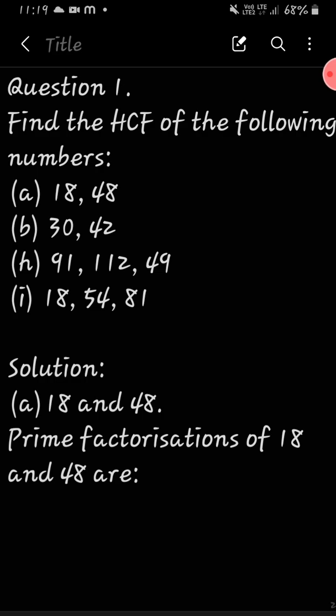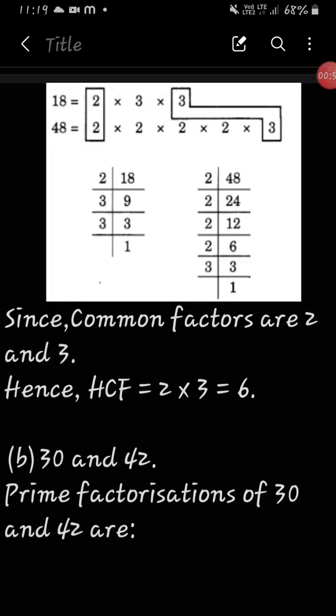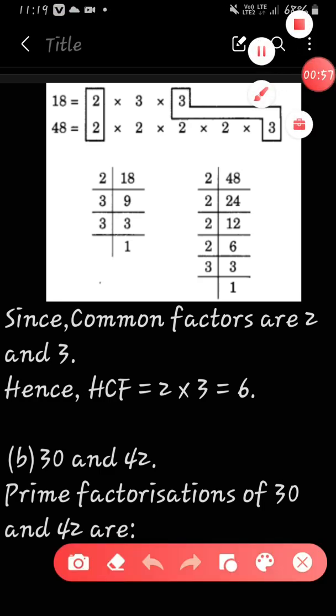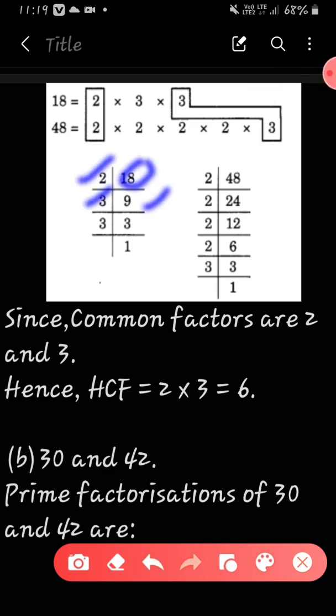So question number 1A, 18 and 48 are given. So, prime factorization of 18 and 48. For 18, you can see we have found the factors here. 2 nines are 18. Again 9, 3 threes are 9. Again 3, 3 ones are 3. So therefore the factors of 18 are 2 into 3 into 3. 1 also we can write, but no matter if you are not writing it, nothing happens. 1 is a factor of every number, so whether you are writing it or not, it doesn't matter.